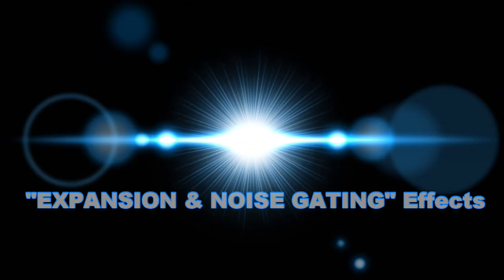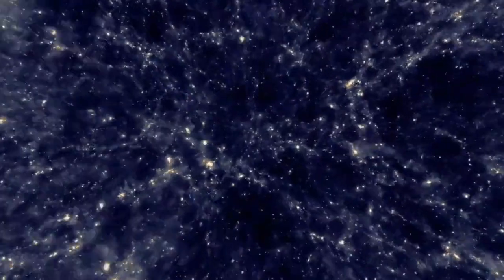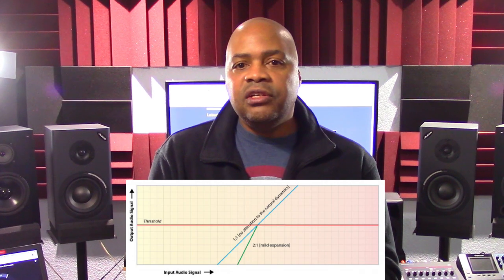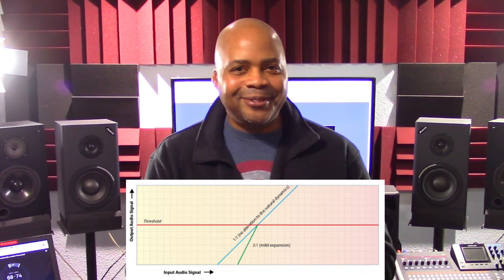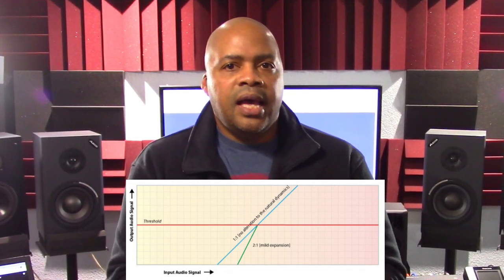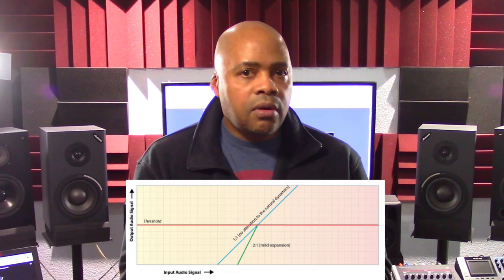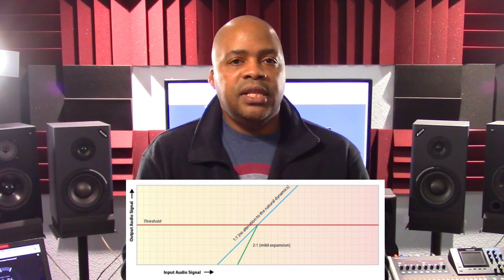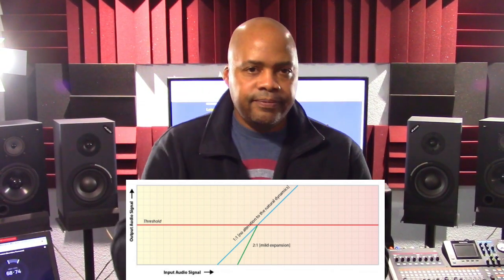Now let's discuss the expansion and noise gating effects. The word expansion means the action of becoming larger or more extensive. The expansion effect works to increase the dynamic range of an audio signal. When invoked, high audio signal levels stay virtually unchanged, but the low audio signal levels are reduced. As a result, the distance between the loud and quiet in an audio signal is much greater.